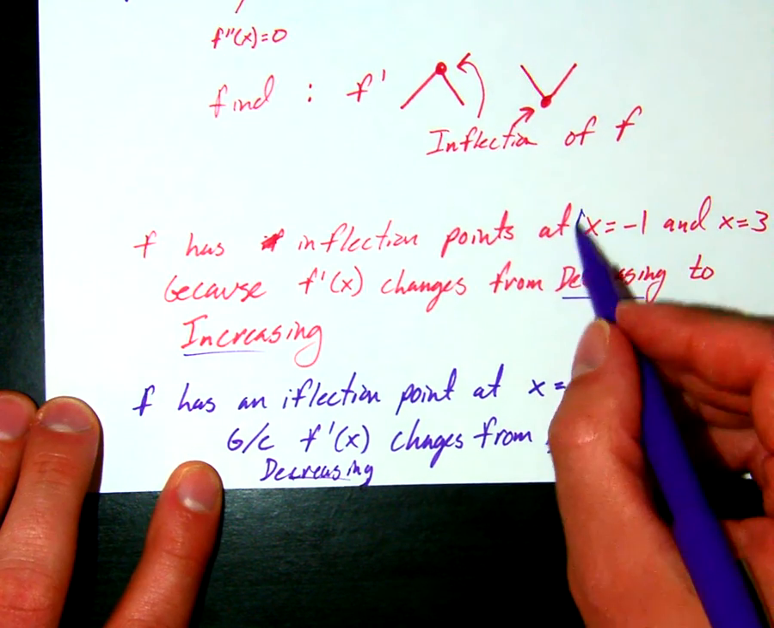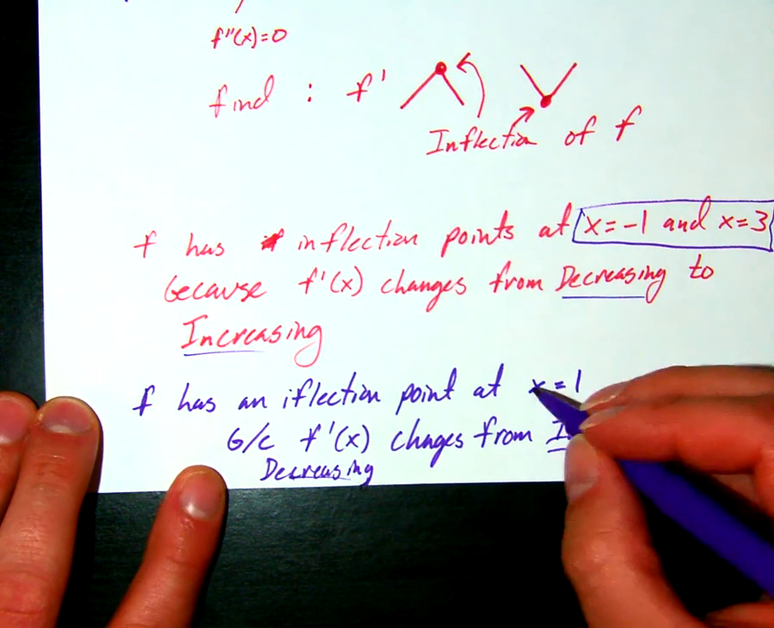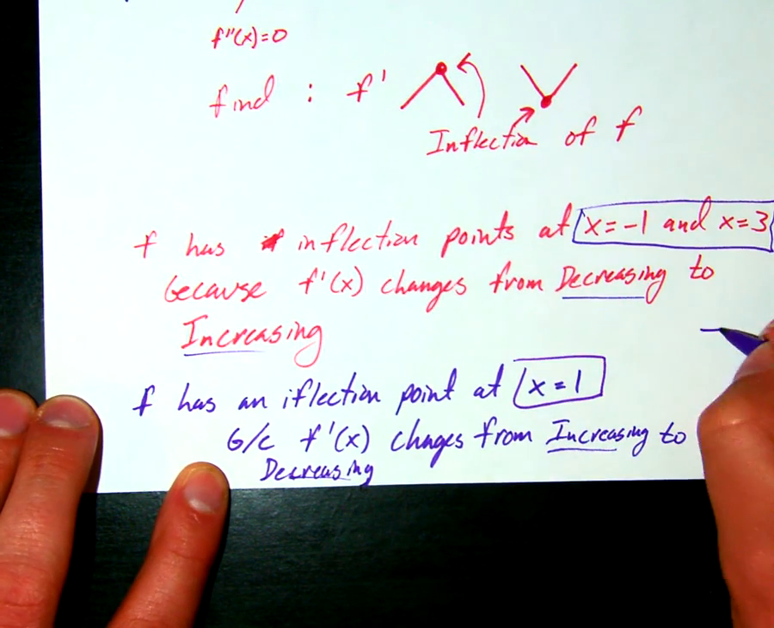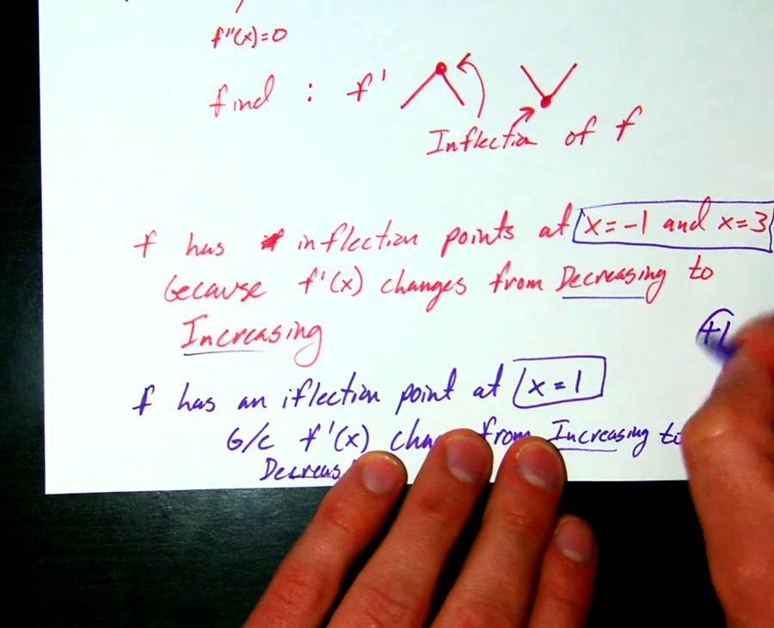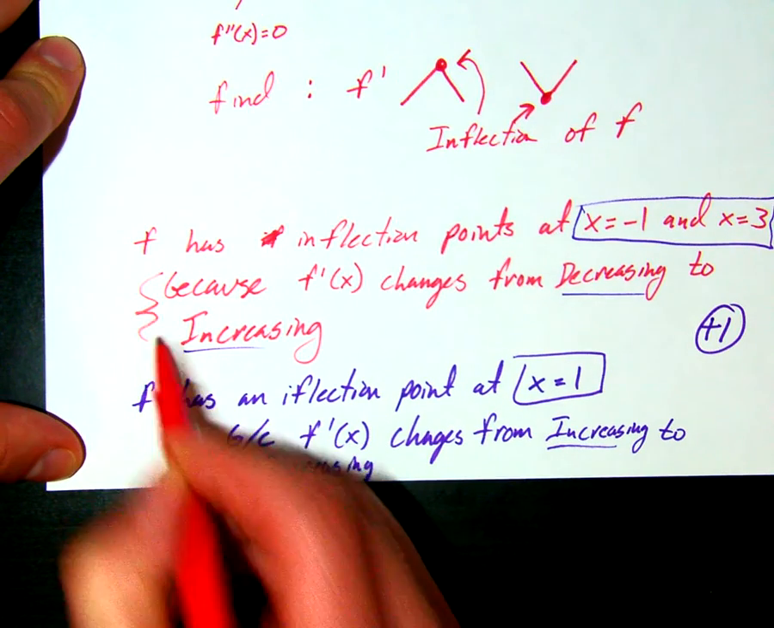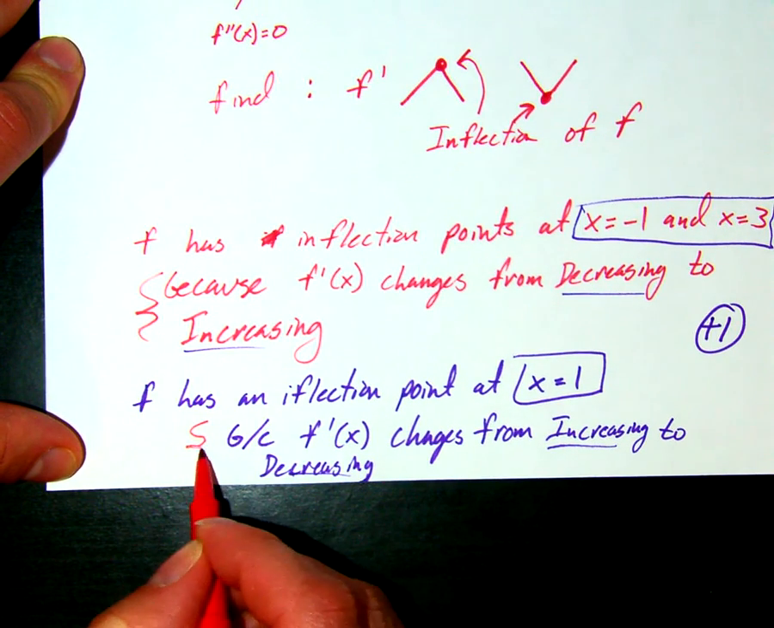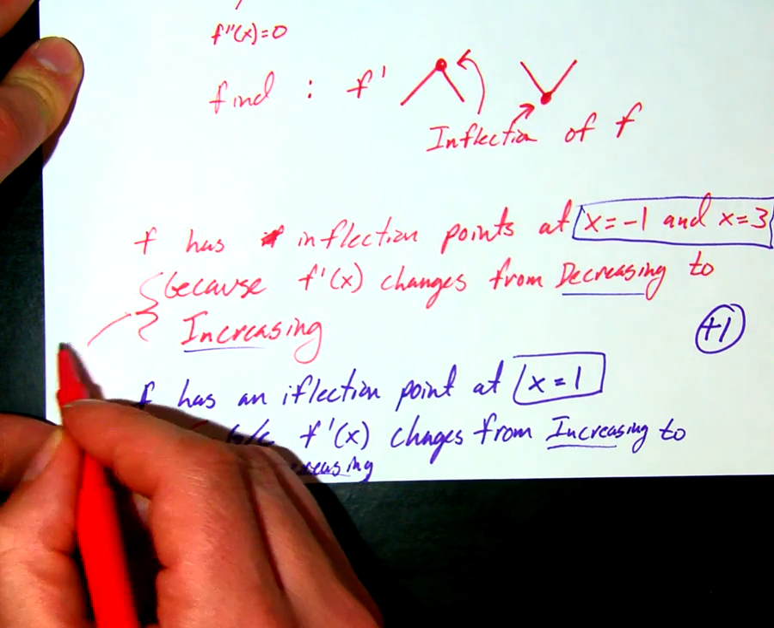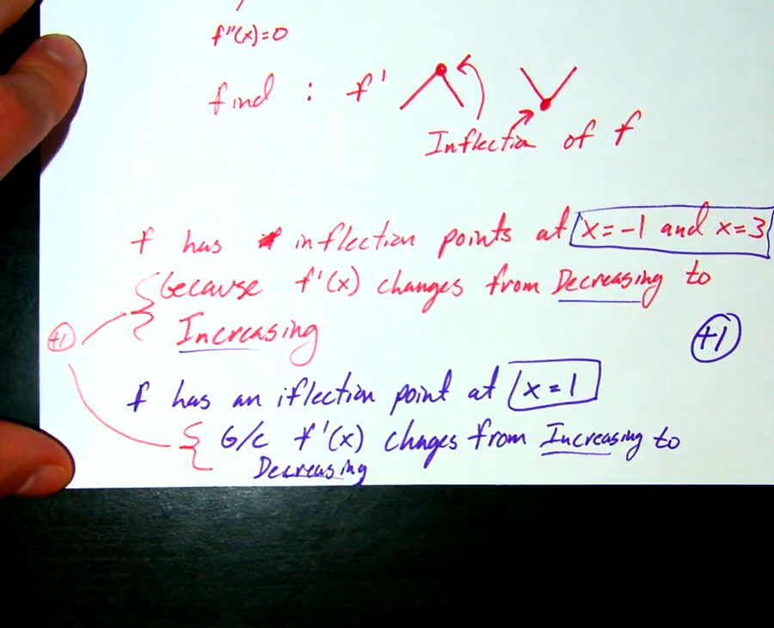Now, for your answers, you have to get all three. You would get +1 for the answers. Then you have to have both justifications for this one. And that would be another point if you have both justifications.